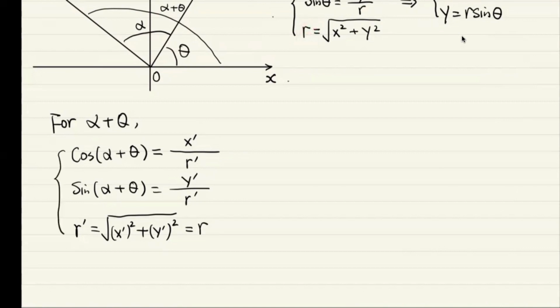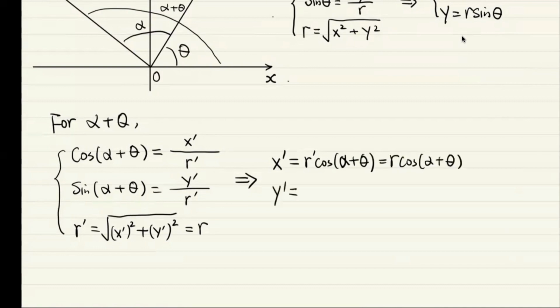Now, using these three equations, we can express x prime and y prime as x prime equals r prime cosine of alpha plus theta, equals r cosine of alpha plus theta. y prime equals r prime sine of alpha plus theta, equals r sine of alpha plus theta. So let me box this result.